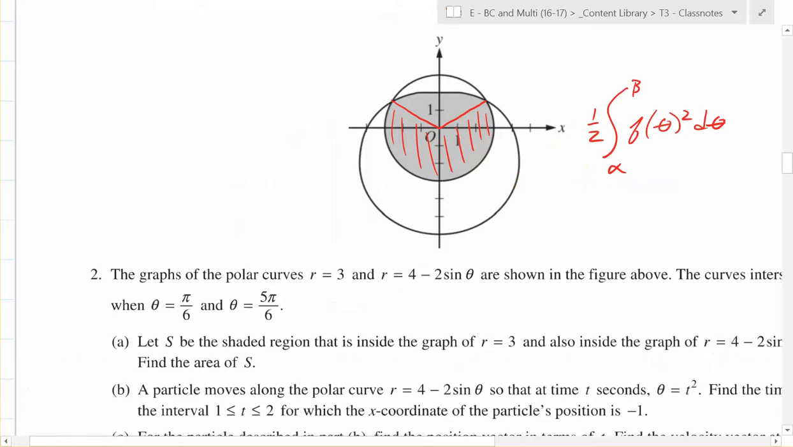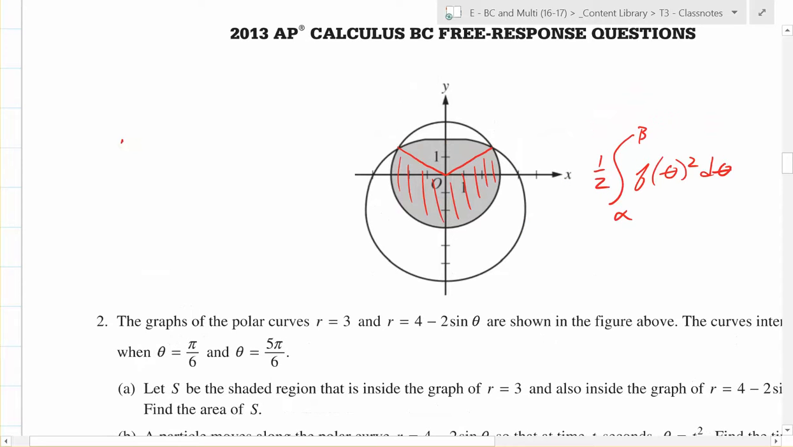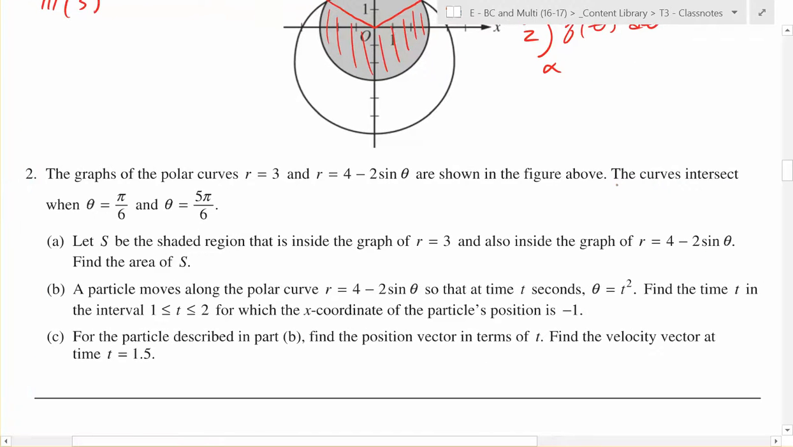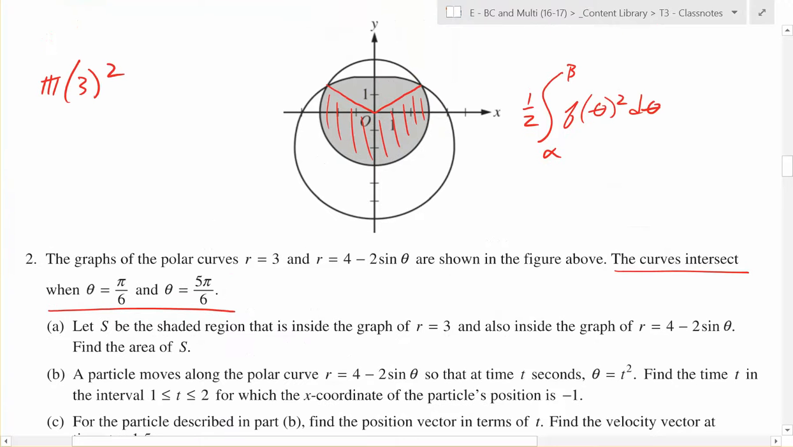So it's going to be pi r squared times whatever percentage of that circle it is, right? So what do you need to find? What are you going to need to find? Oh, they even tell you, right? Pi over 6 and 5 pi over 6, right? So how much of the circle is from here to here? Just asking, from there to there. How much is it from there to there?